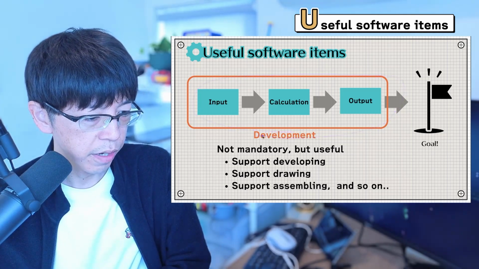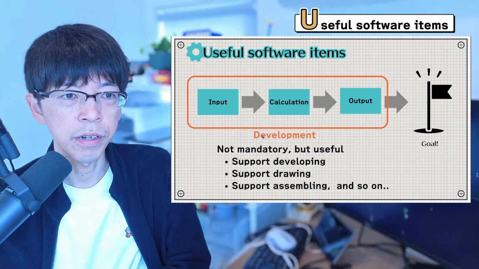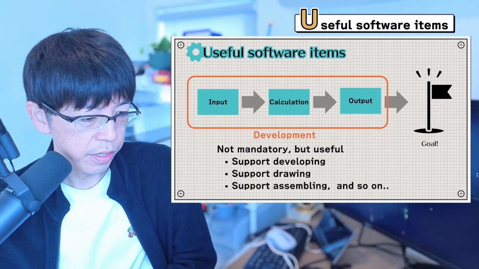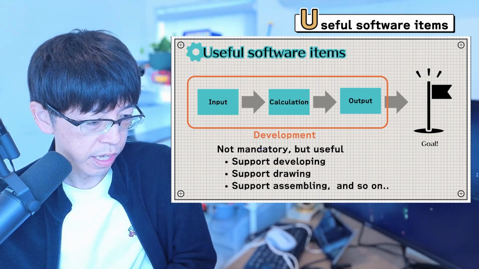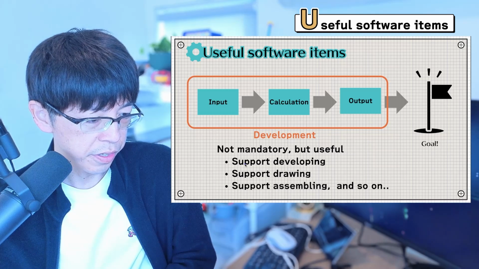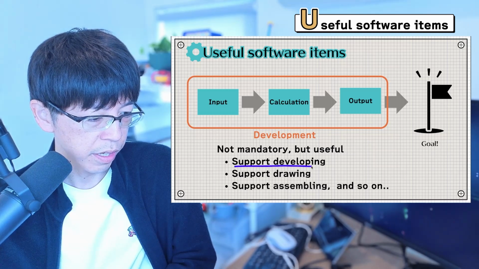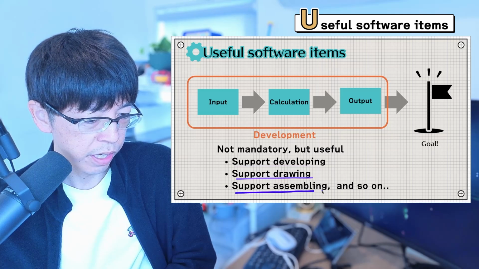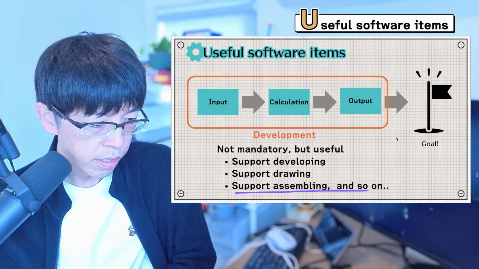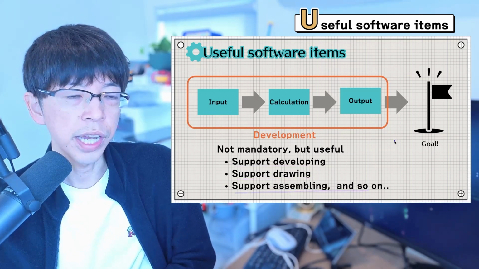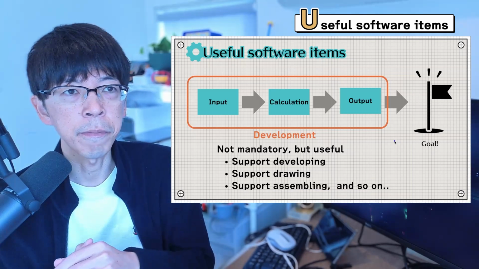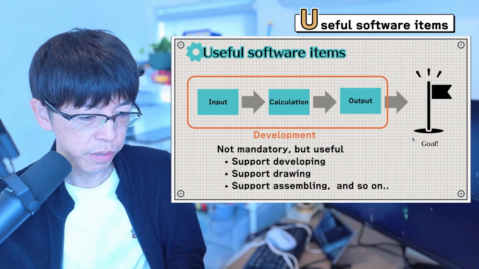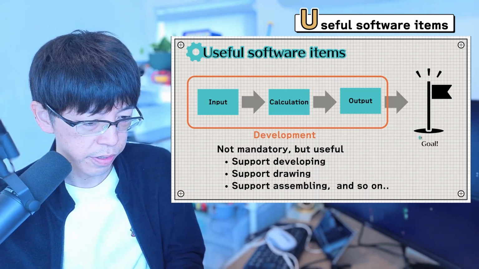The software, there are many items, and these are not mandatory but useful. For example, some items are used for supporting developing, or supporting drawing, or supporting assembling and so on. Then from the next slide, I'd like to show you some items that can achieve these things.